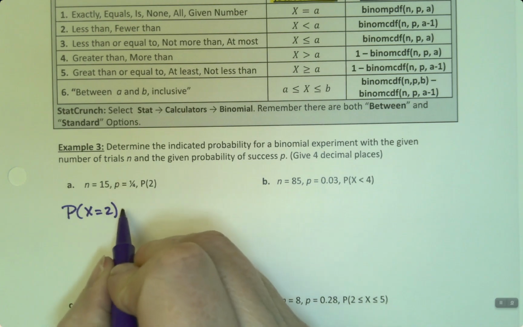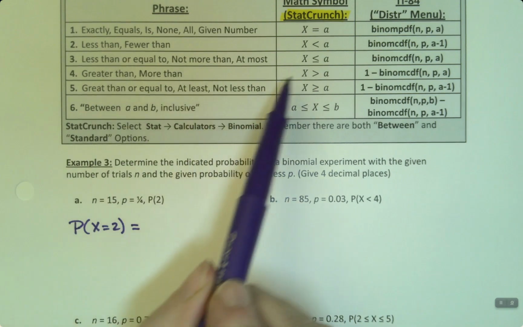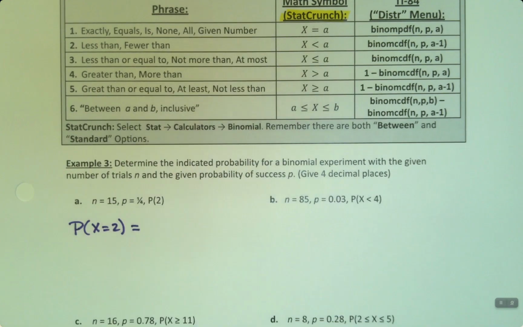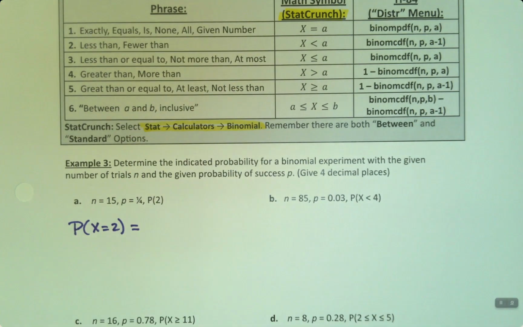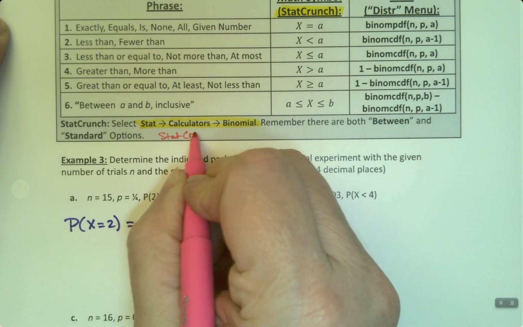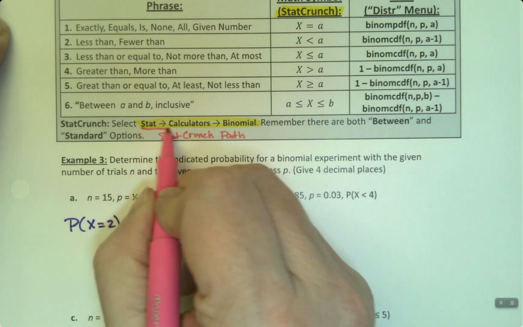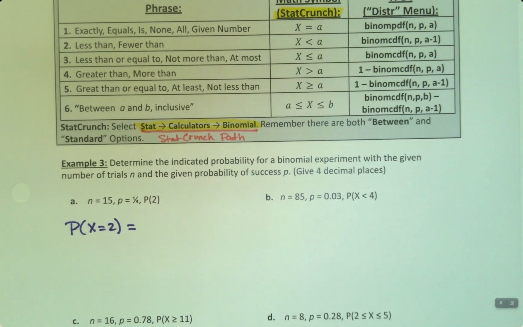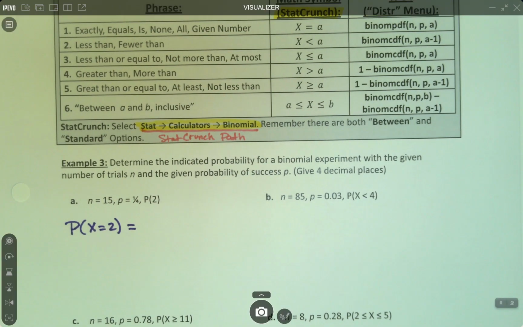Okay, so we just go to StatCrunch. If it's x equals 2, we're going to use the equals in StatCrunch. To do StatCrunch, the path is right here. Make a note of it. Again, it's on the yellow sheet, but just so you have it, the StatCrunch path is right there. And we'll talk about the between and standard options when we get there.